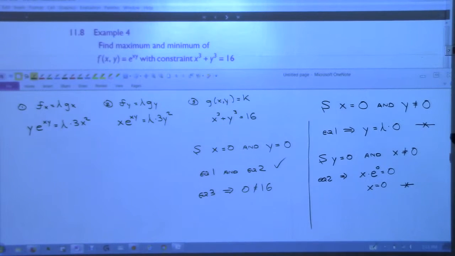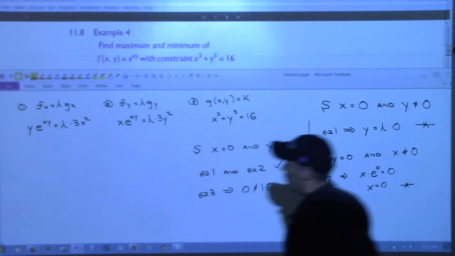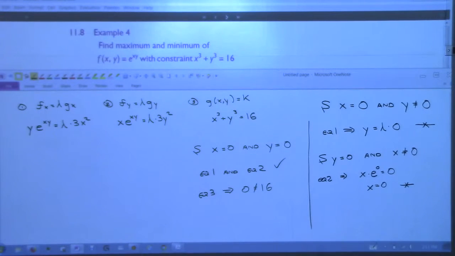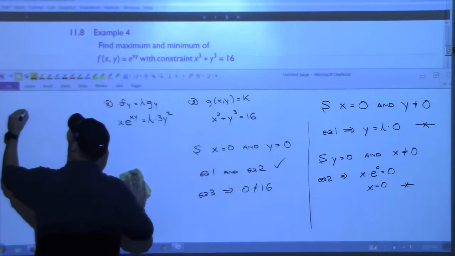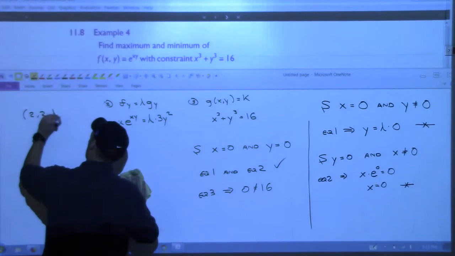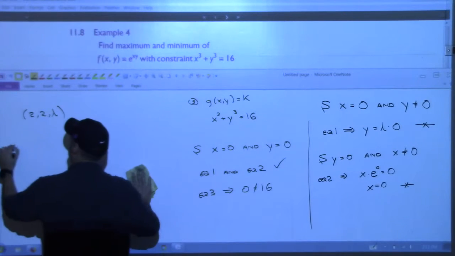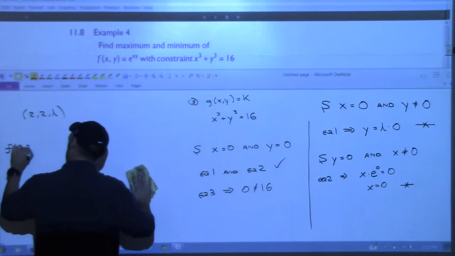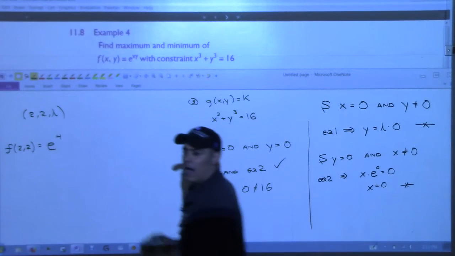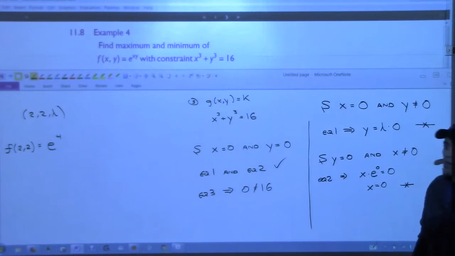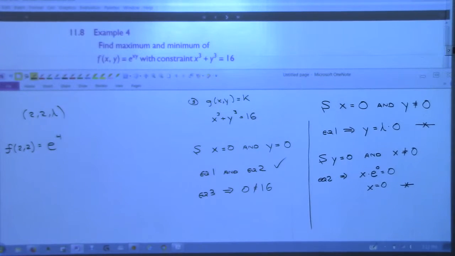So now it's a matter of determining whether or not this is a max or min, but you have nothing to compare it to. Do you? So this is very different. Let's go ahead and take our point. What was our point? 2, 2? 2, 2, lambda? Okay, so we have this point here. 2, 2, lambda was the only point of interest. And when we plug in 2, 2 into the function, we get e to the 4th power. I don't know if that's a max or min. So how can I determine if it's a max or min?